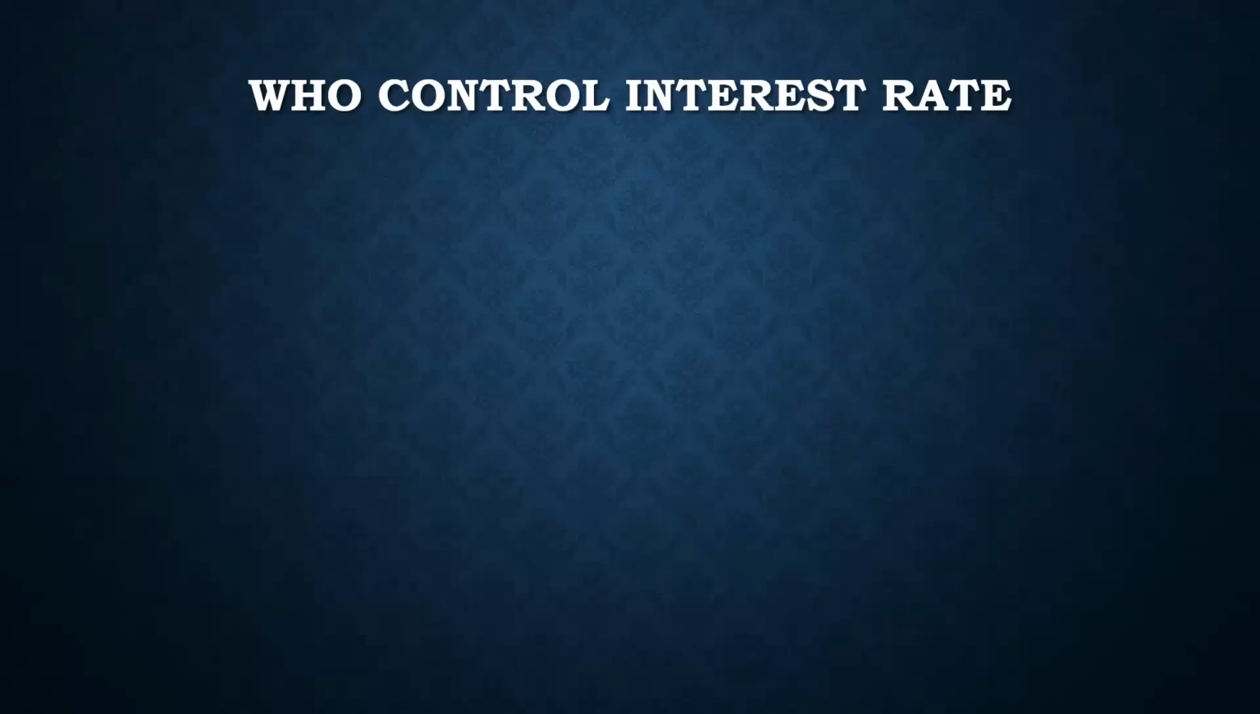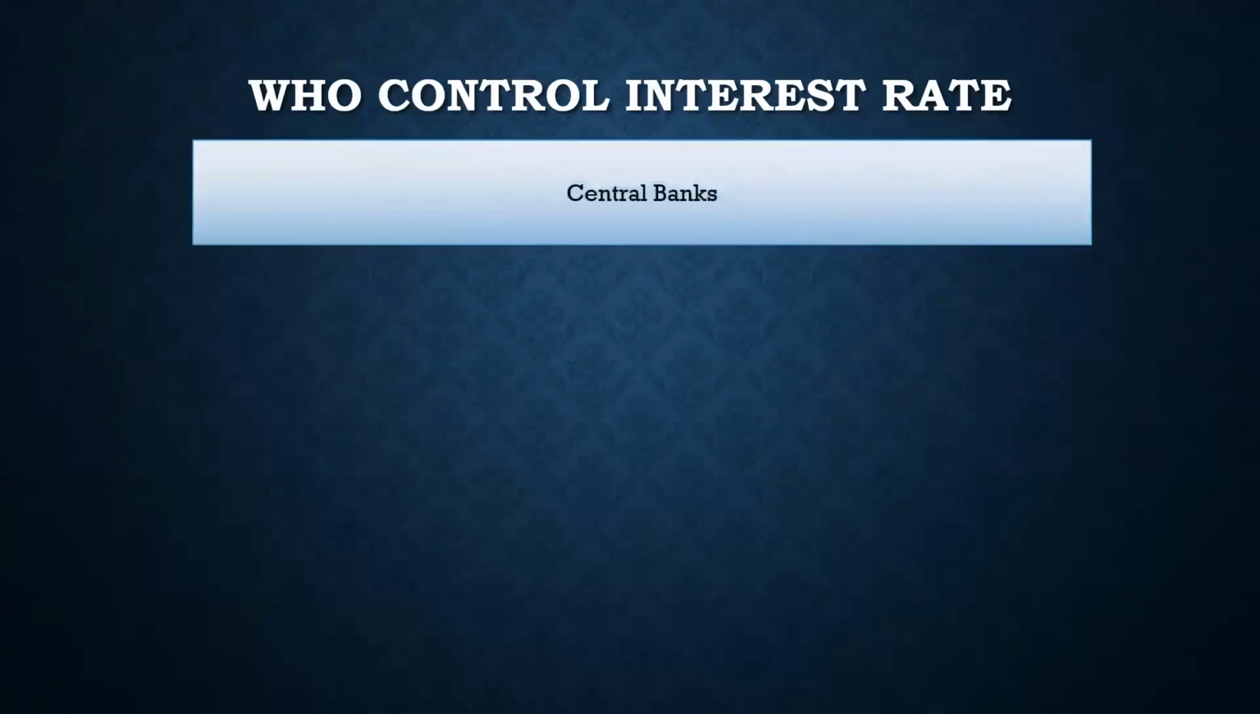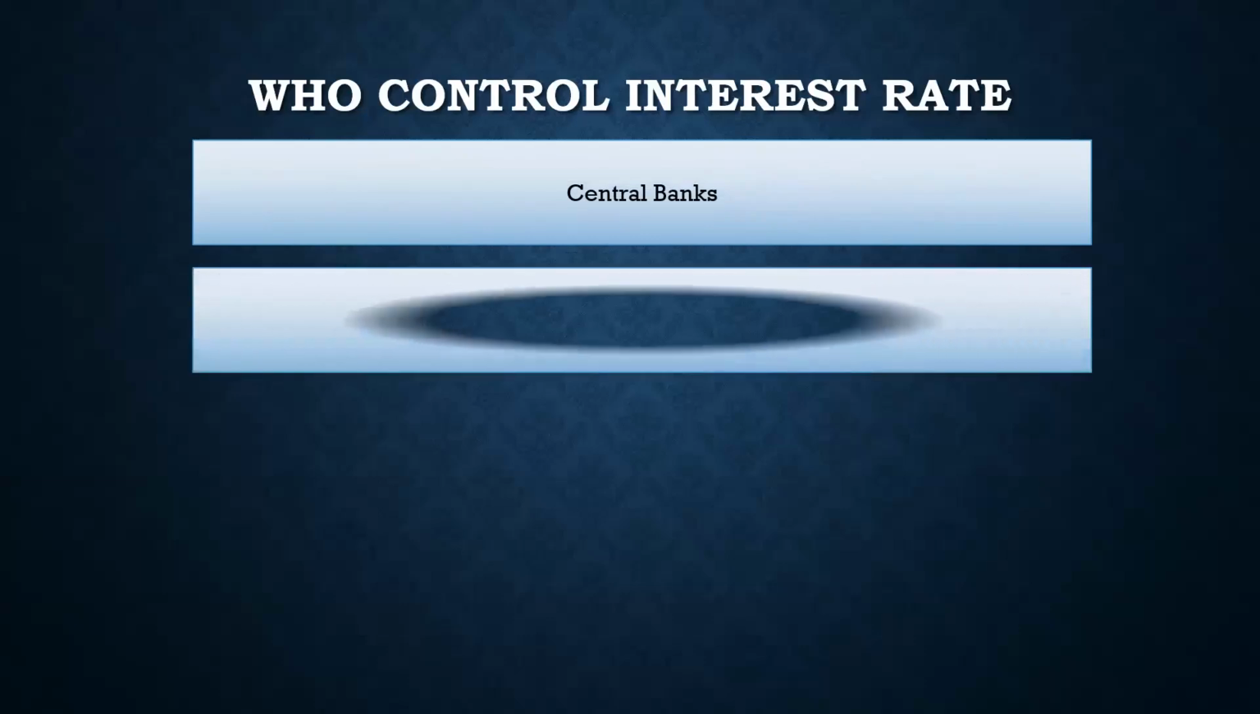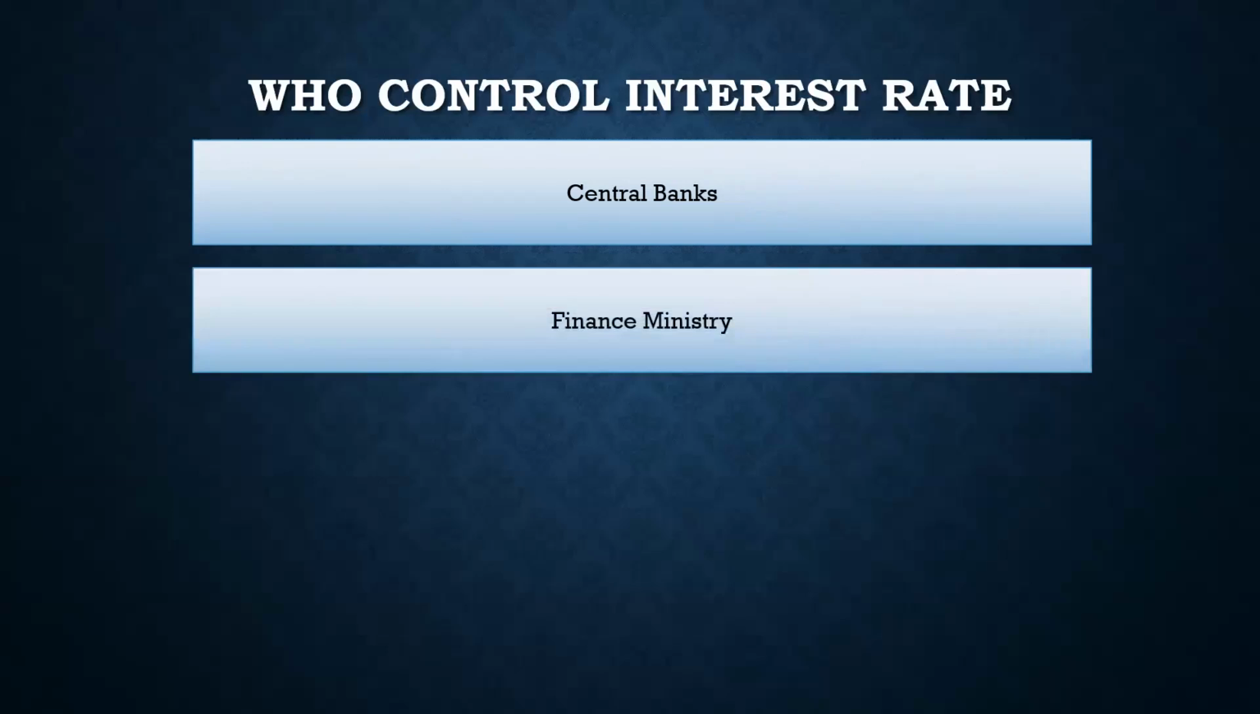So who controls interest rate is the central bank, which usually controls the interest rate. In our case, it would be the RBI. In the US, it is the Fed, and it is also somehow controlled by the finance ministry. Usually, the central bank should be an independent body. There should not be any input from the finance ministry.